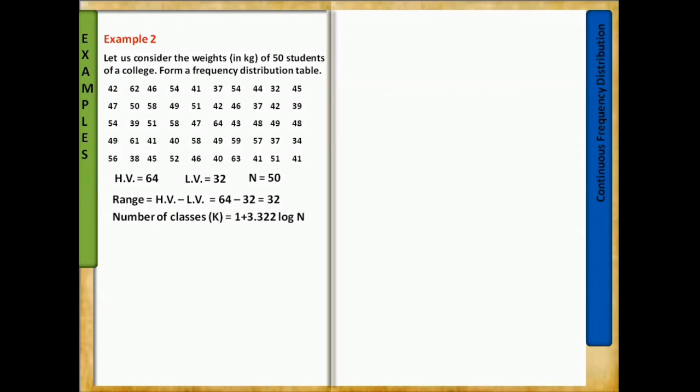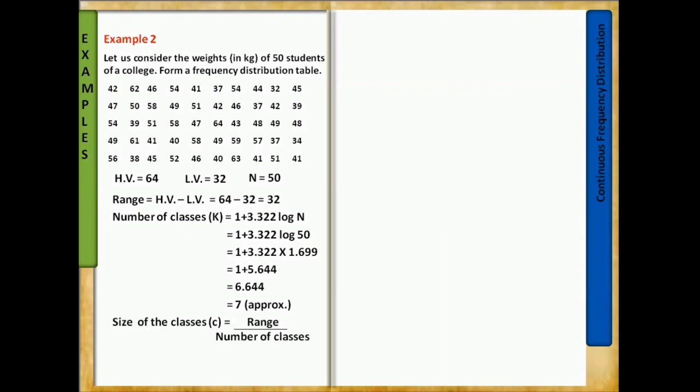According to Sturges' rule, number of classes equals 1 plus 3.322 log n. Here n is 50. Therefore, we need to calculate the value of log 50. Value of log 50 is 1.699. In the next step, 1 plus 3.322 into 1.699, that is 1 plus 5.644. So, our answer is 6.644. It is nearly equal to 7.